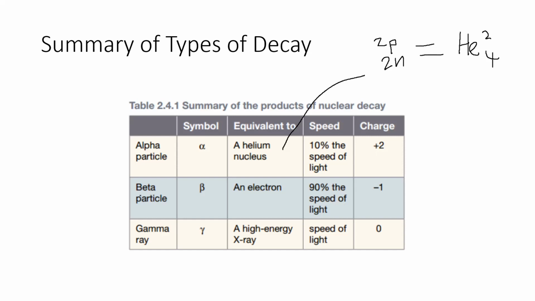Now, a beta particle has the Greek symbol beta, and it releases what's equivalent to an electron. And that's 90% the speed of light. That's quite fast. And it has a charge of -1, obviously, because it's an electron. The last one, again the most deadly, is gamma rays. Gamma rays have the Greek letter gamma as a symbol. They release high energy X-rays or gamma rays. And they travel at the speed of light, obviously, because gamma rays are a light wave. And they have no charge, but they are deadly.